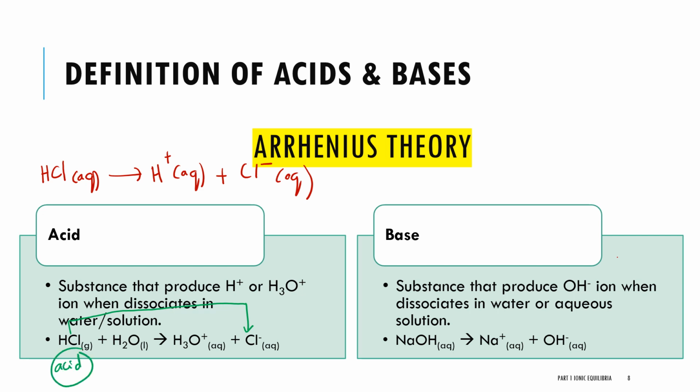Alright, and for a base, a base is a substance that produces OH minus ion when it dissociates in water or aqueous solution. So when you break this ionic compound, this salt, you will get Na plus and OH minus. So, what is produced? OH minus. So any substance that can produce OH minus shows that the compound is a base. Why a base? Because it can produce OH minus. Why is this an acid? Because it can produce H3O plus.